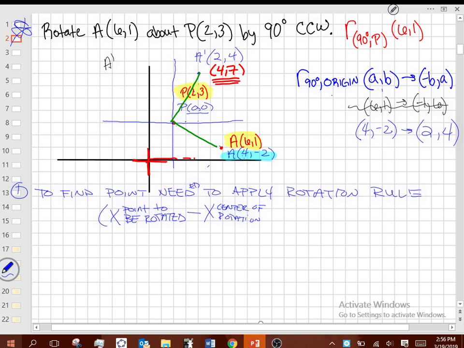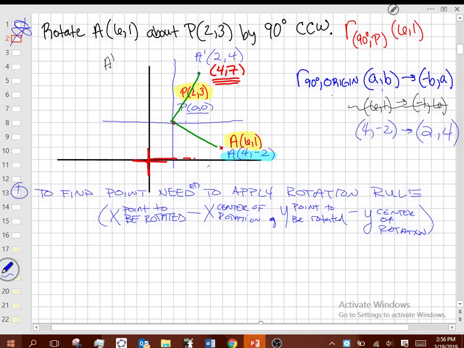Well, to find the y-coordinate, you're going to do the same thing. So you're going to go y of the point to be rotated minus the y-coordinate of your center of rotation. Okay? That is going to give you that (4, -2).